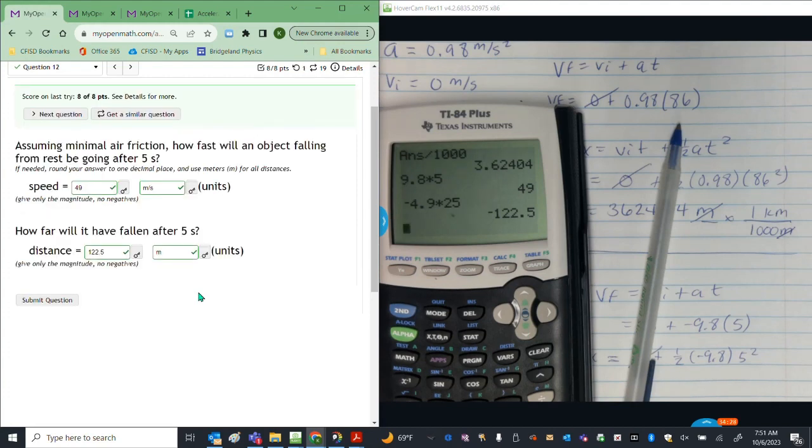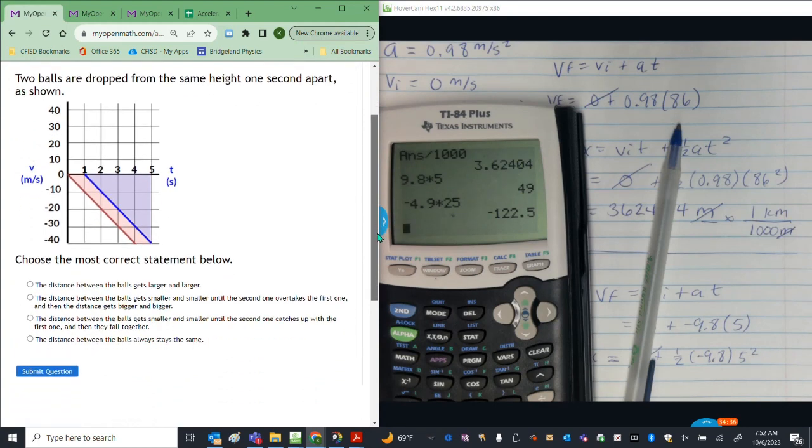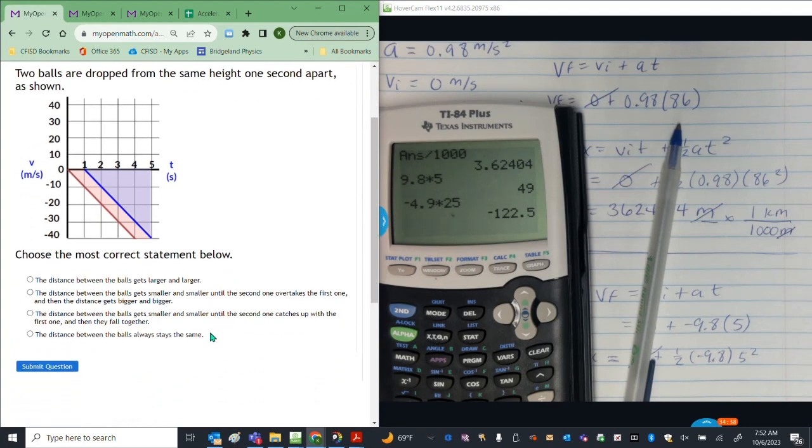Okay, number 13. This was one that was more missed. 75% of you got this right. It says 2 balls are dropped from the same height 1 second apart as shown. Choose the most correct statement below. The distance between the balls gets larger and larger; or it gets smaller and smaller until the second one overtakes the first one, and then the distance gets bigger and bigger; or it gets smaller and smaller until the second one catches up with the first and then they fall together; or the distance between the balls stays the same.